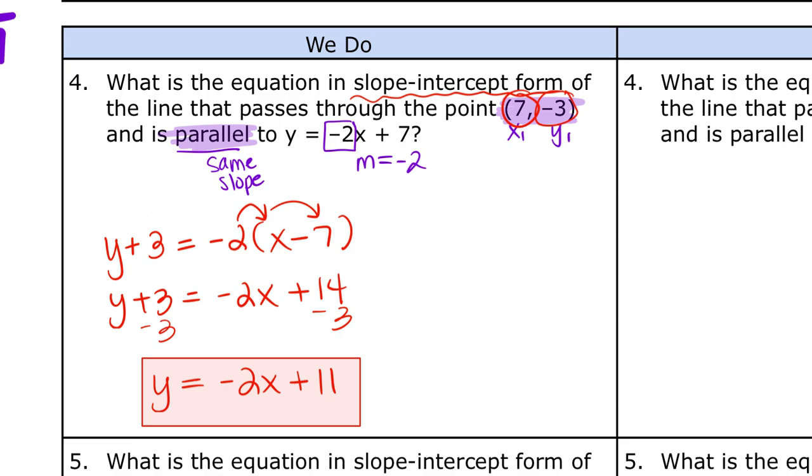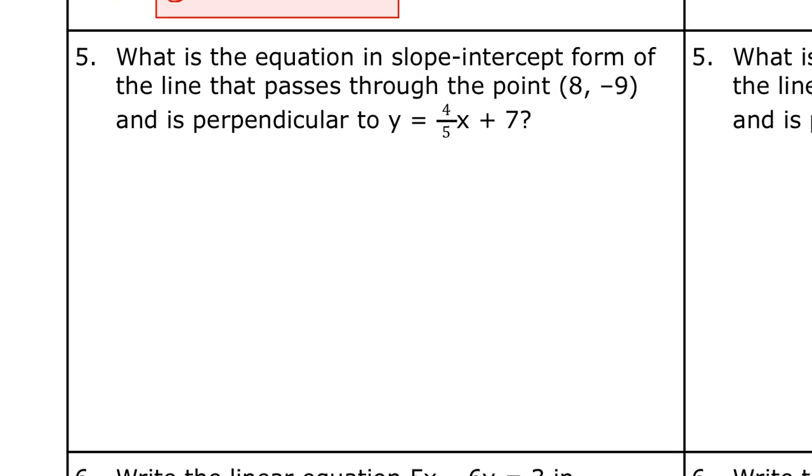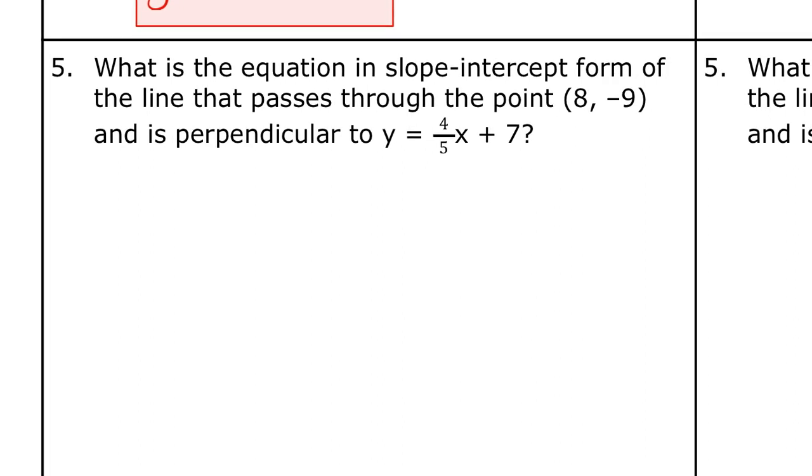Okay, next one. It's similar. What is the equation in slope-intercept form of the line that passes through the point 8, negative 9, but this time they want perpendicular to y equals 4 over 5x. So remember, perpendicular is opposite reciprocal slope. So the equation that they gave us has 4 over 5. We're going to change that to 5 over 4. We're flipping it, but also negative.